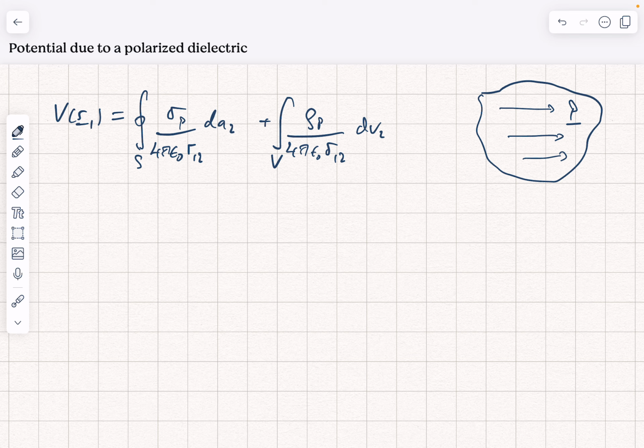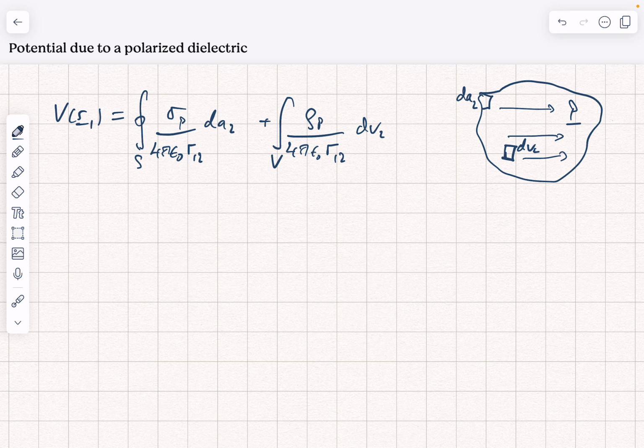And so what that means is that we're going to consider little volume elements here. This is dV2 at a position R2, and little surface area elements here, dA2. And there's some kind of charge density that arises from polarization that gives rise to a potential outside the dielectric. I just realised this R looks a little bit like a sigma, so I'm going to replace it. Now, how do we get there?